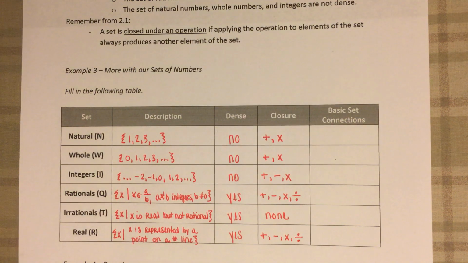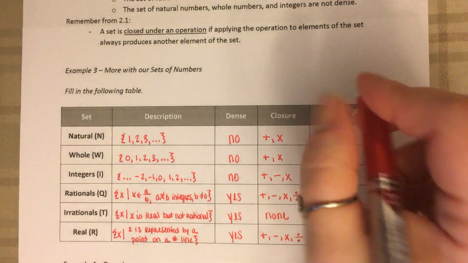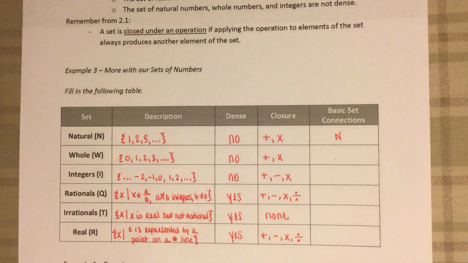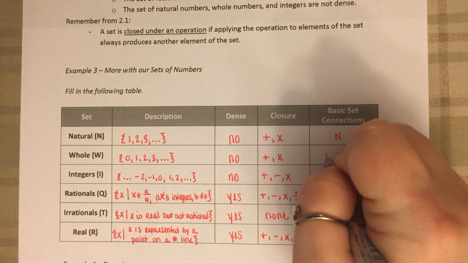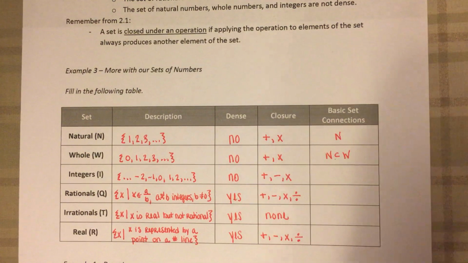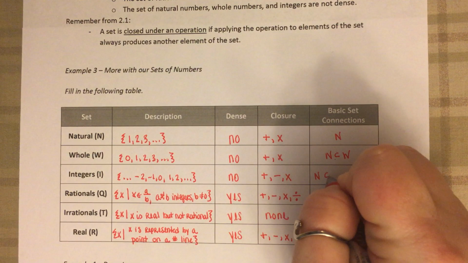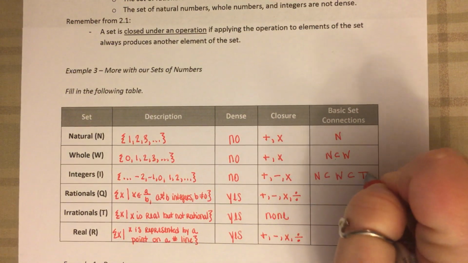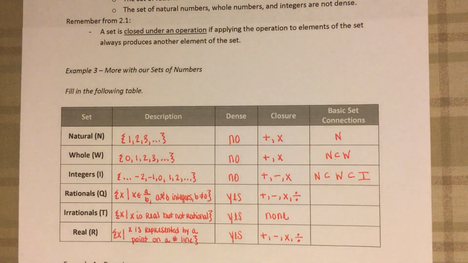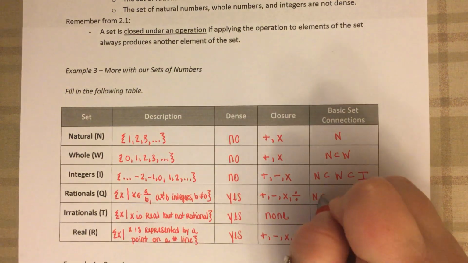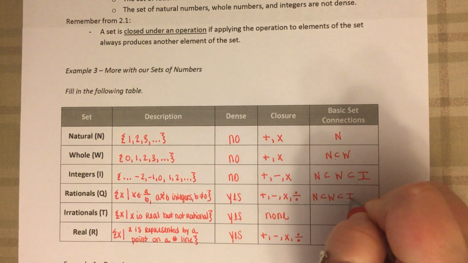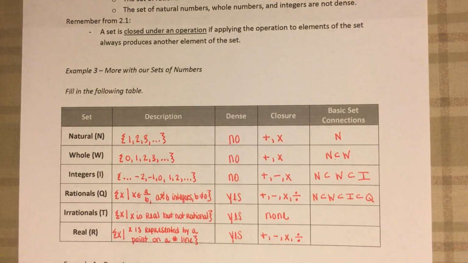All right, as far as our basic set connections go, we want to think about our subset connections. So to begin with, our natural numbers is our smallest set. So we're just going to start with that listed. Then if we work out, our natural numbers is a subset of our whole numbers. So we can enter that in our table. Then our natural numbers is a subset of our whole numbers, which is a subset of our integers. So we could add that to our next line in our integer row. Then we could say our natural numbers is a subset of our whole numbers, which is a subset of our integers, which is a subset of our rational numbers.